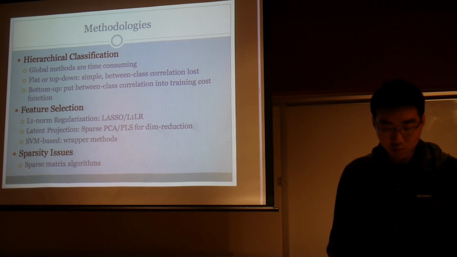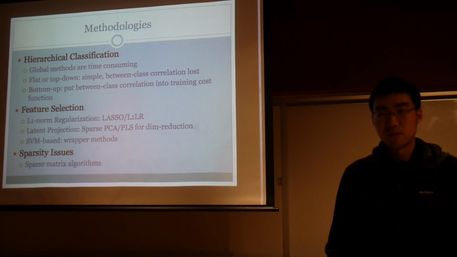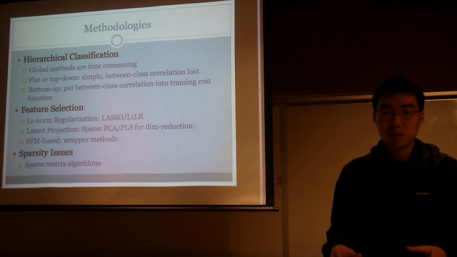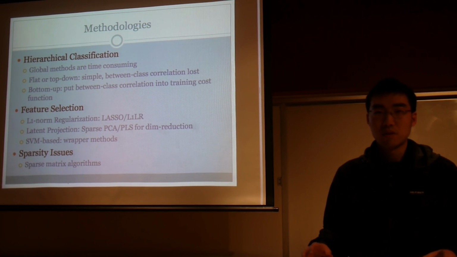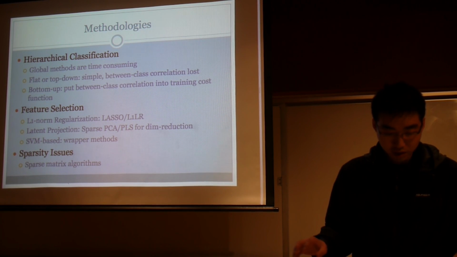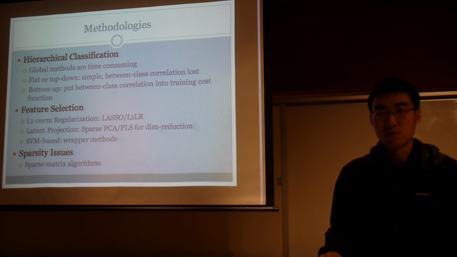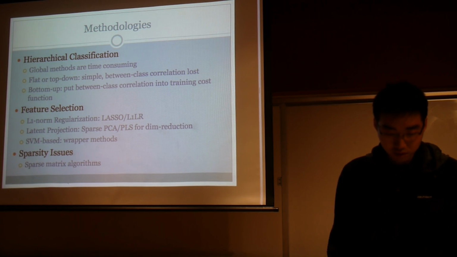The first is the global method. The target function would be the cost that includes all the nodes in the classification, and we run a single optimization problem for that target function, which is very time consuming.